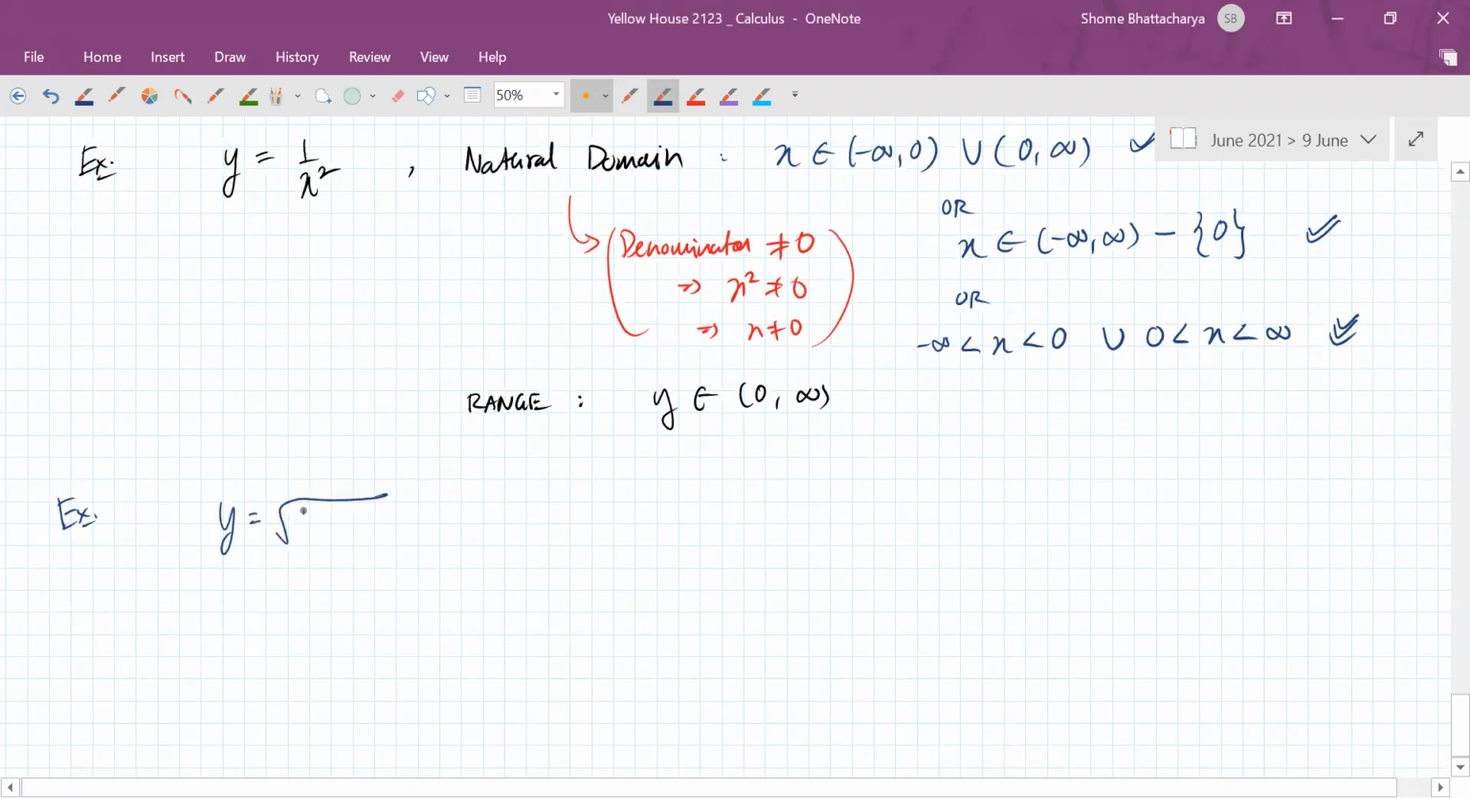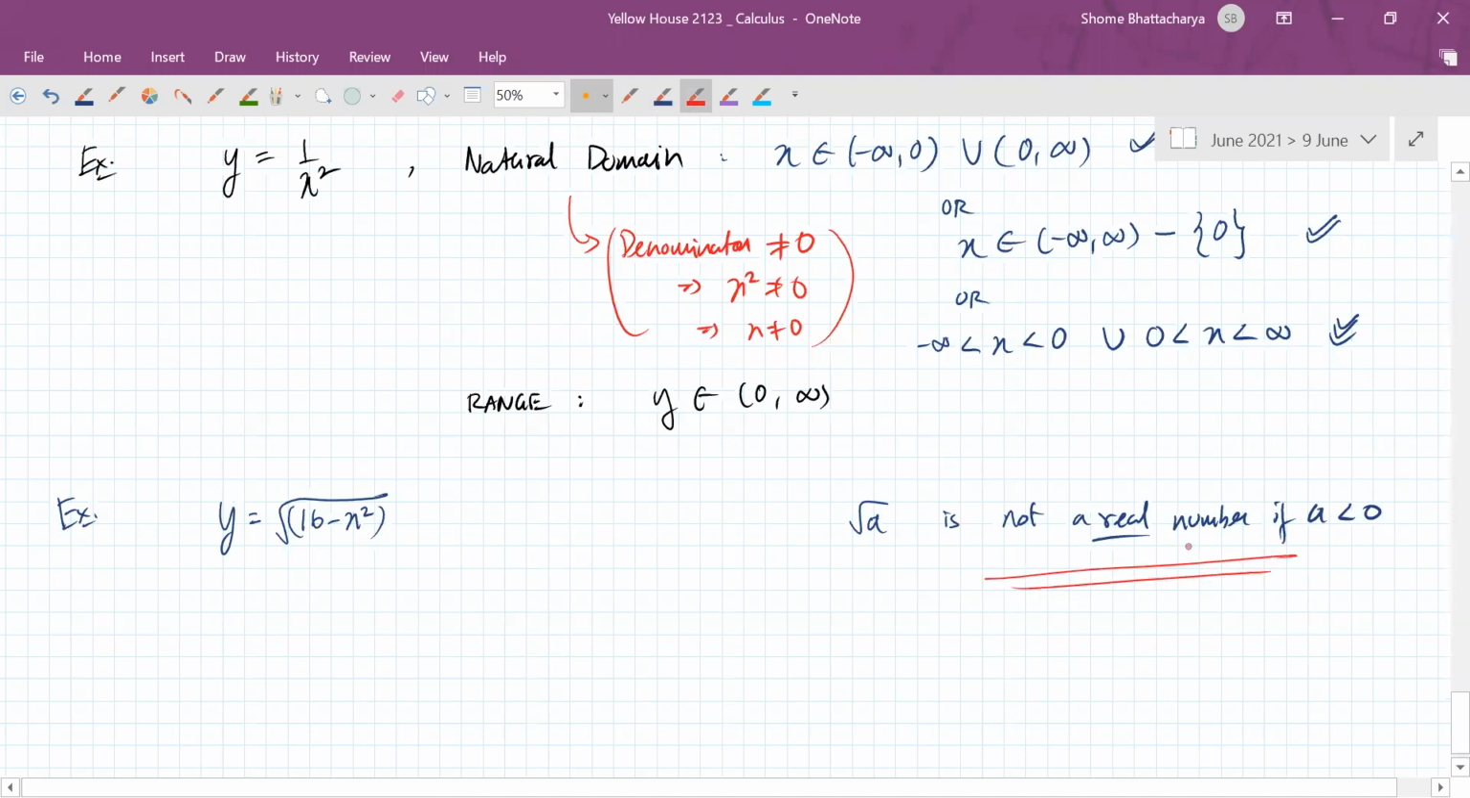So y is defined as the square root of some quantity. The general algebra principle here is that the square root of a is not a real number if a is negative. So this becomes a restriction. That means over here, for y to be real, 16 minus x square should be greater than or equal to 0.